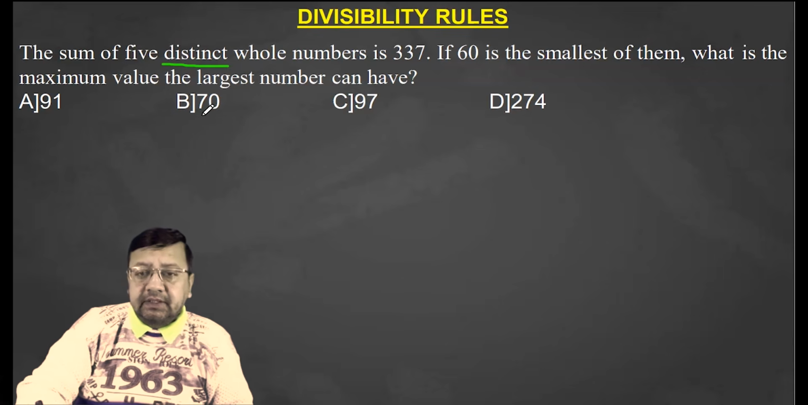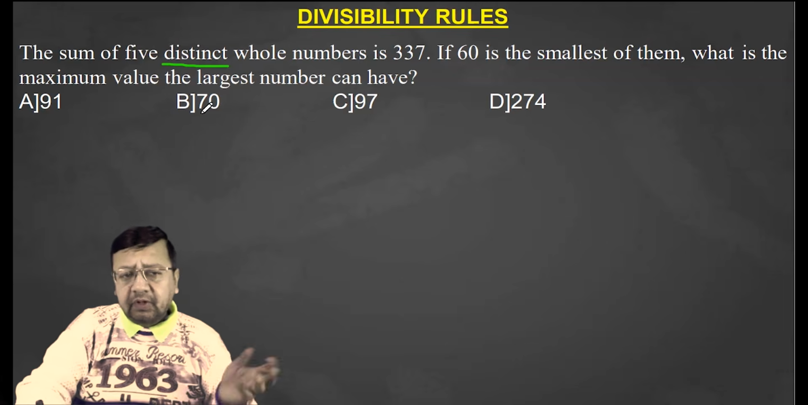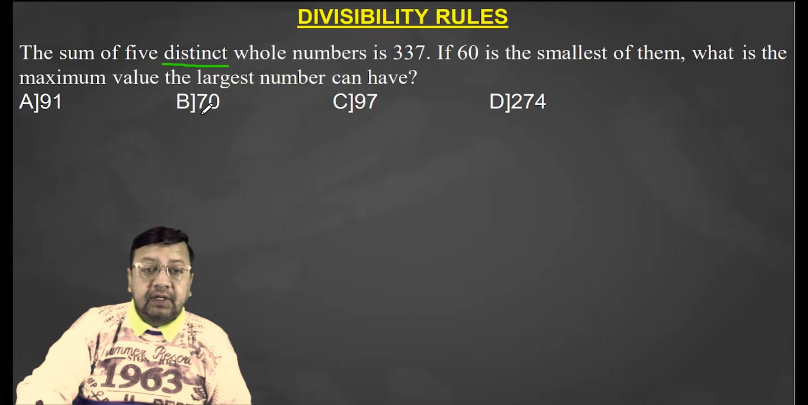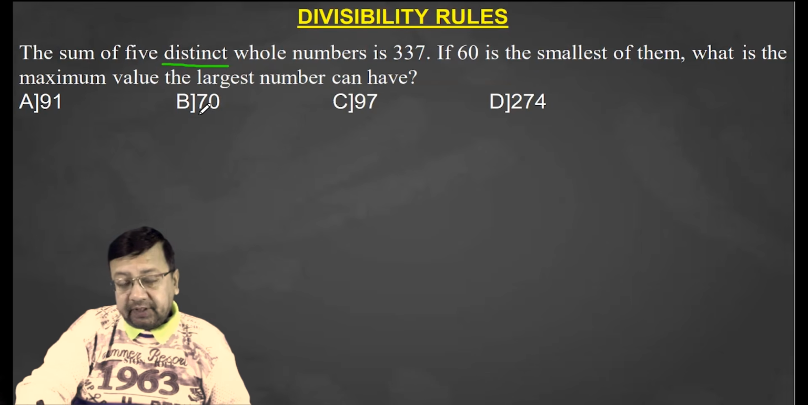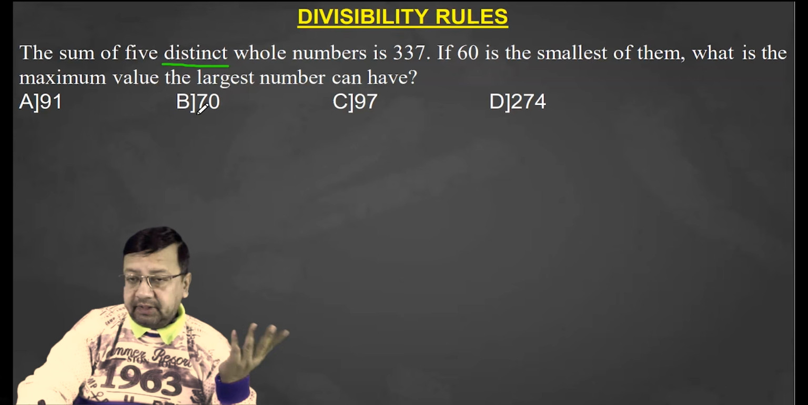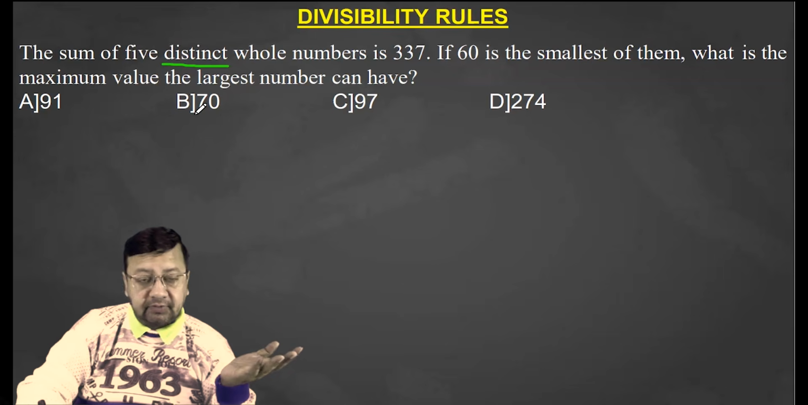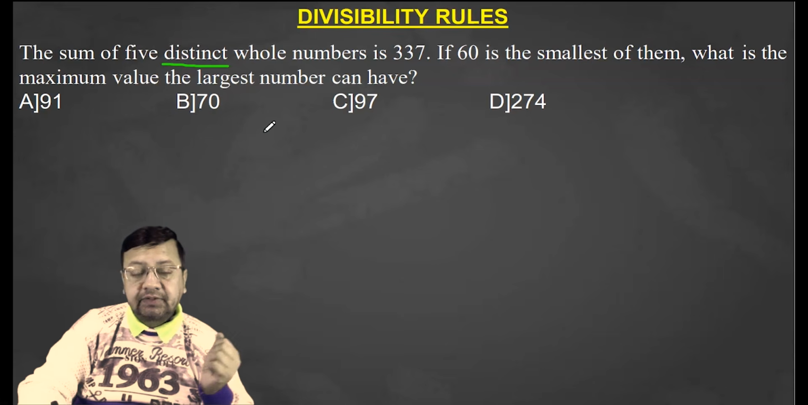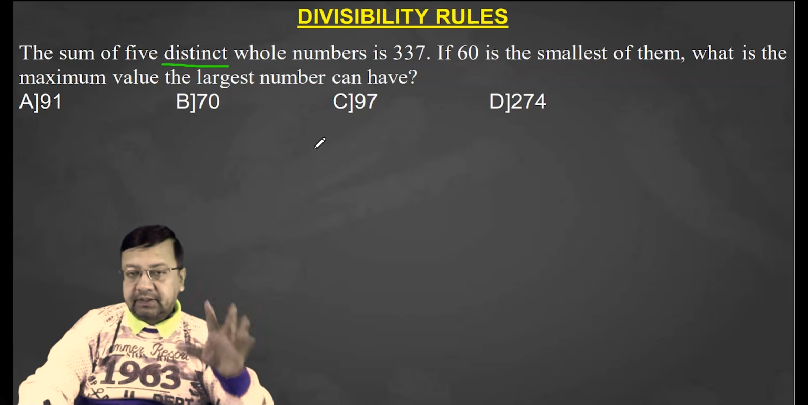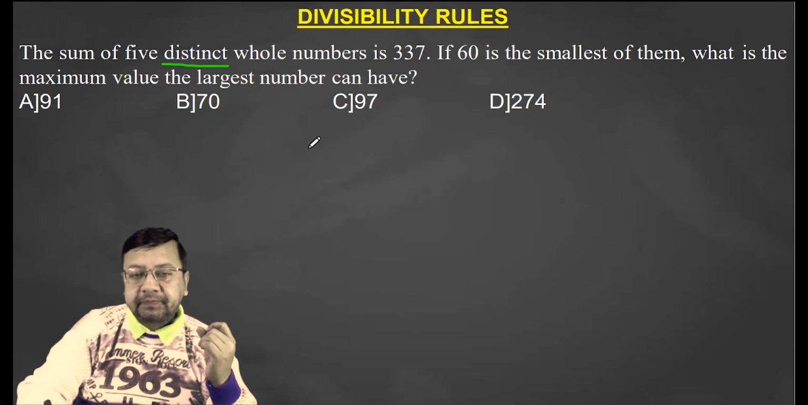Now this says if 60 is the smallest of them, so you have five numbers and 60 is the smallest of them. What is the maximum value the largest number can have? Right. So yes, quickly tell me. Just identify. You have five different numbers, distinct whole numbers, and the sum is 337, and 60 is the smallest of these five. Then what is the maximum value of the largest number? Right. So now see this. Okay, just start solving. I am giving you 1 minute of time.